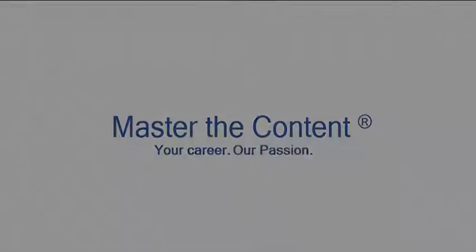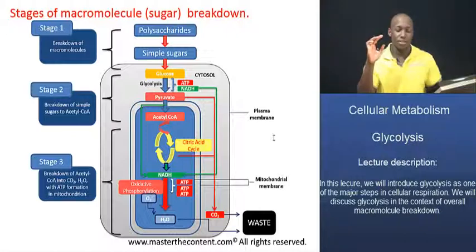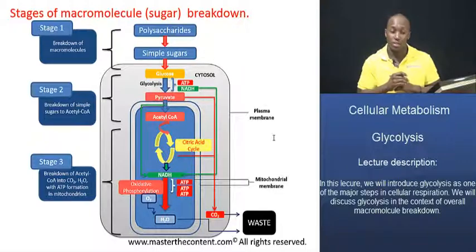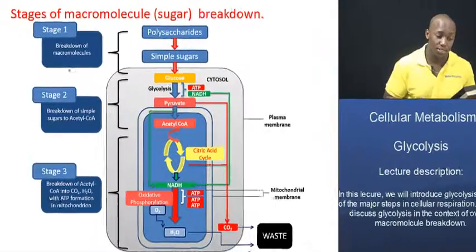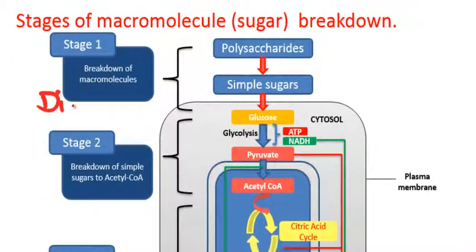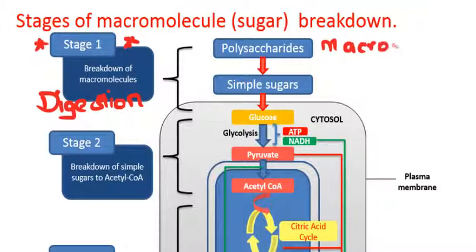This is a much better representation of what I've been talking about. Now, in the previous slide, I talked a lot. This illustrates what I was talking about. So the first stage, which we talked about clearly, was digestion. That's stage one right here. And in digestion, these large macromolecules, in the case of sugars, these polysaccharides, are broken down into simple sugars.